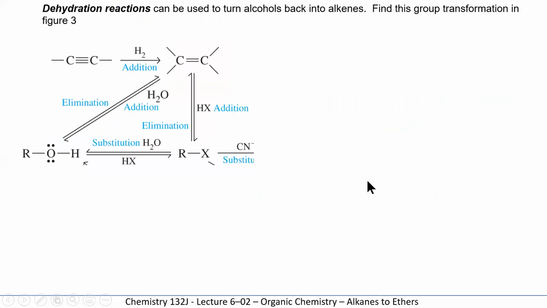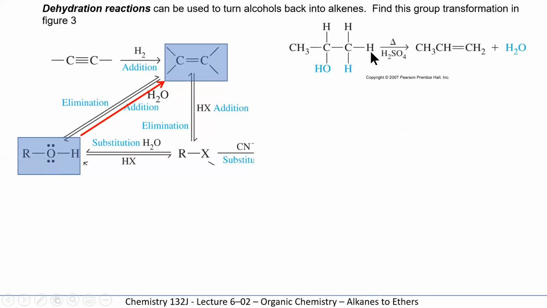Now, the dehydration reaction, again, you can find it on this chart. We can see that if we start with an alcohol and we take out water, then we end up back at an alkene. So we can dehydrate an alcohol using heat and sulfuric acid to make an alkene. In this case, we took 2-propanol, and we made propene out of it.